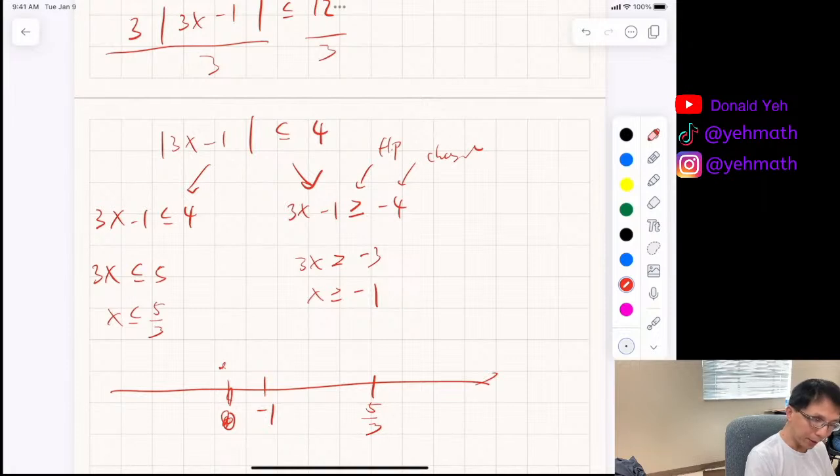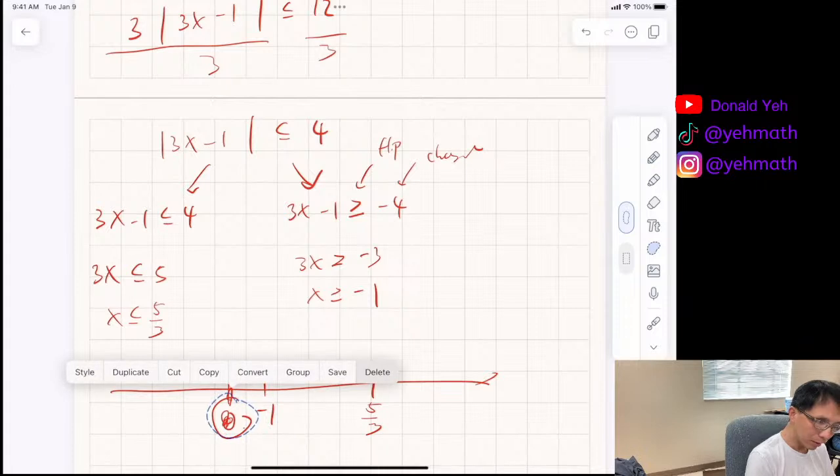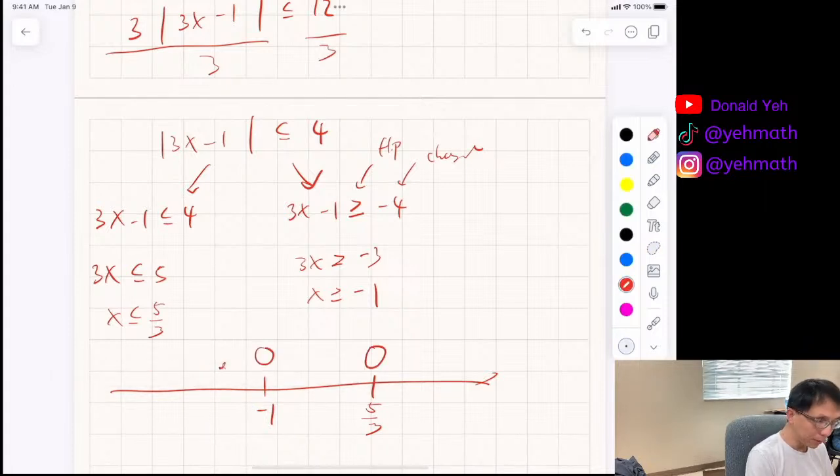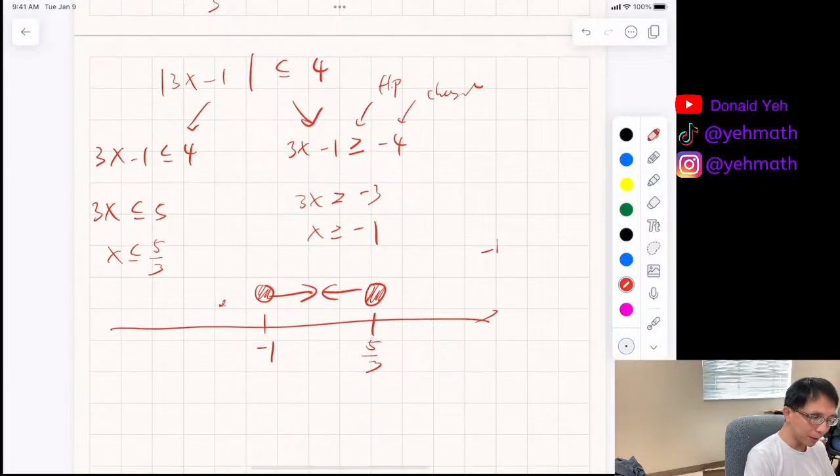And I'm going to erase this. And we go both from open circle. Since it's filled in, we're going to fill in the circle because it's equal to. It's greater than negative 1 this way, and less than 5 over 3 this way. Guess what? Your solution is going to be negative 1 to 5 over 3 with brackets, because this is including. Got it?